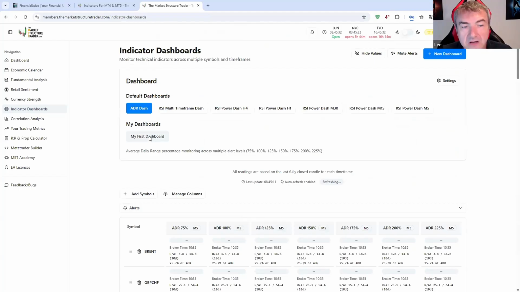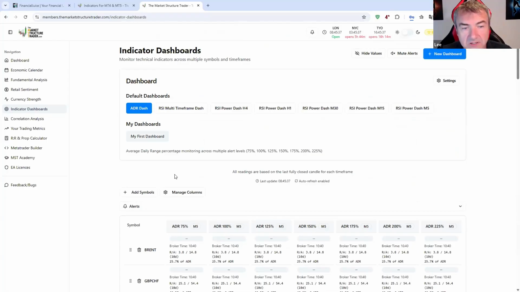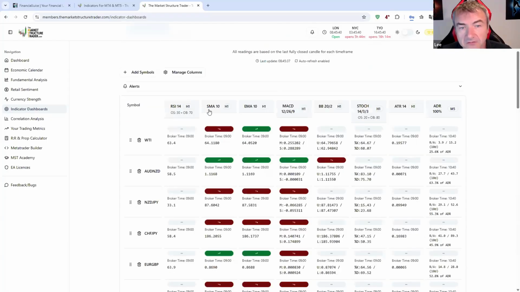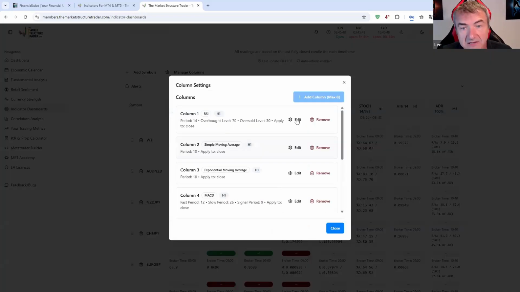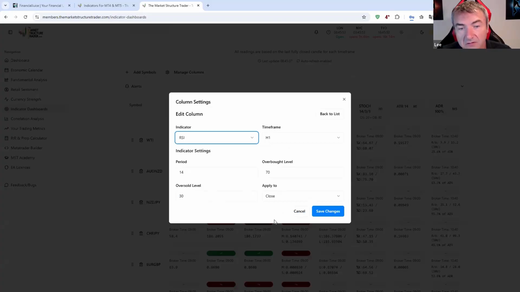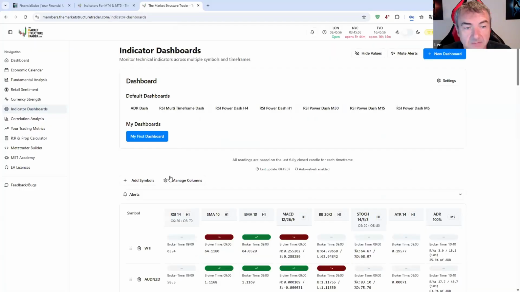So there's ADR. You can also create your own dashboards. There's a little new dashboard button up here. I've created one called My First Dashboard, and I've included an RSI 14, a smooth moving average, an exponential, a MACD, a Bollinger Band, a stochastic, an ADR, and an ATR. So you can just make your own dashboards with your own columns as you see fit, whatever timeframes you want to use, and you can set as many of those up as you like.